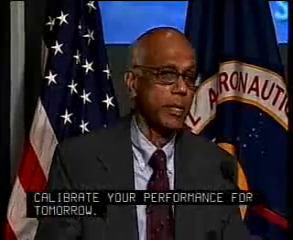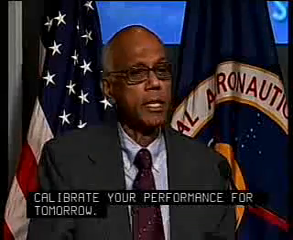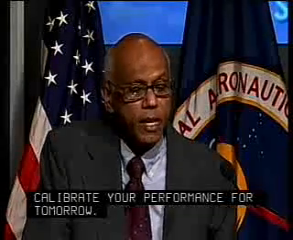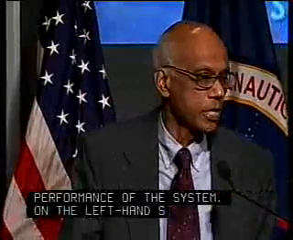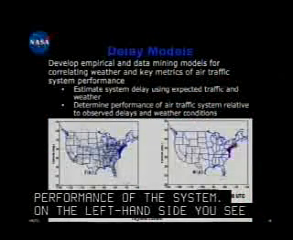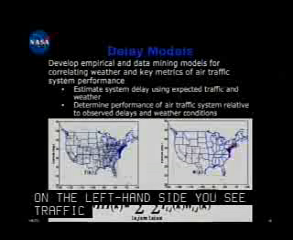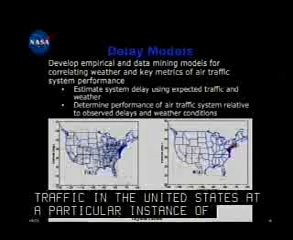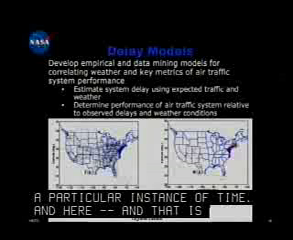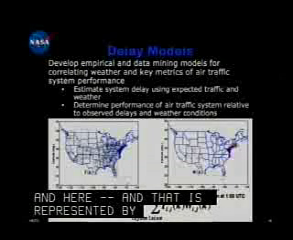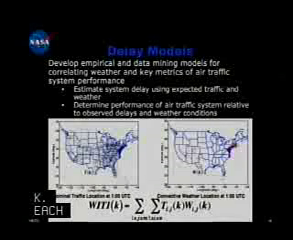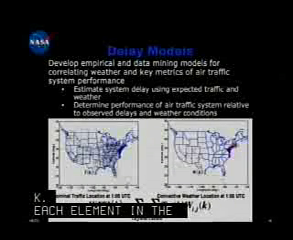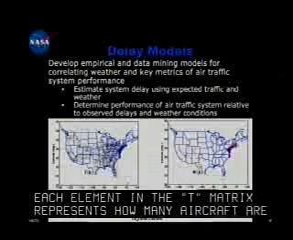To see how well the various actions you're taking are influencing the performance of the system. On the left-hand side, you see traffic in the United States at a particular instant of time, represented by the matrix T of K. Each element in the T matrix represents how many aircraft are there in that element at time K. On the right-hand side, I am showing where the weather is at that time.